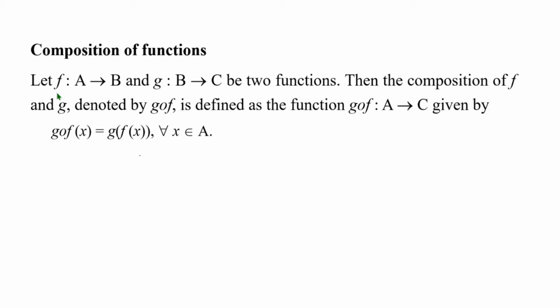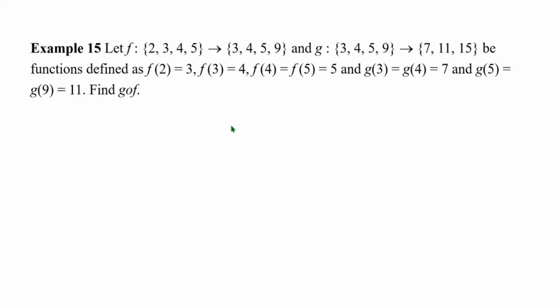So we have, if f is a function from A to B and g is a function from B to C, then the composition of f and g is given by g of f. It is a function from A to C and it is given by the composition of f and g of x is equal to g of f of x for all x belongs to the set A. Now we will solve the example questions under this.